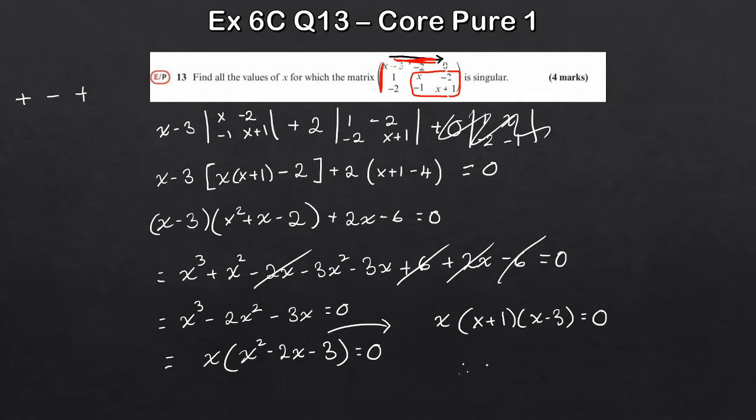So therefore, finally, x must be either minus 1, or 0, or 3. And there we have it. So that's 4 marks there. That gets you all 4 marks. So let's move on to the next one.